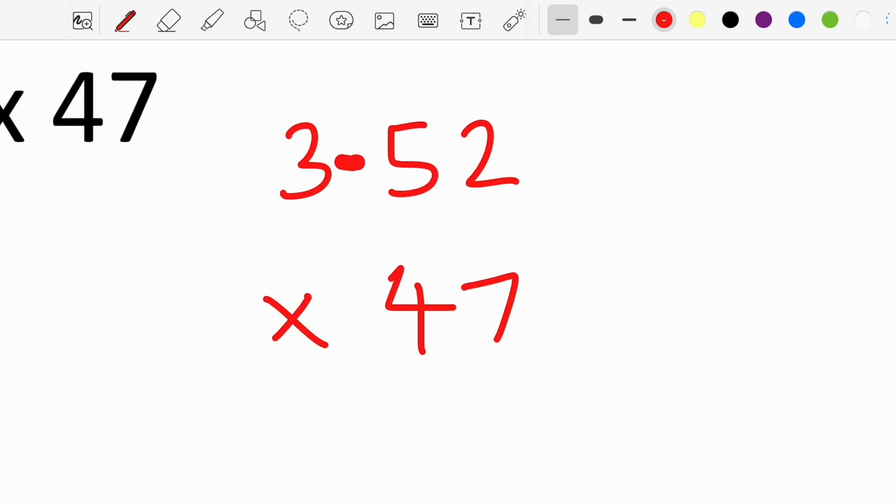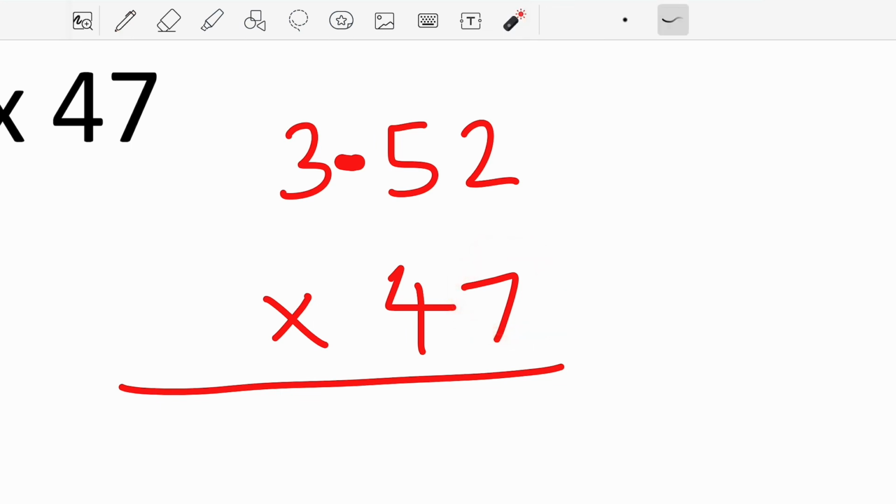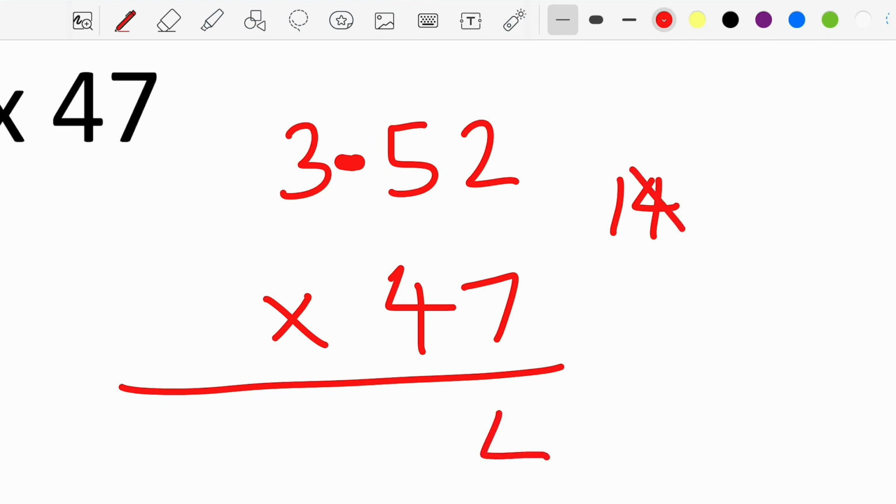Okay, so let's begin by multiplying by the ones digit. We don't have to, but I will do that for this example. So 7 times 2 is 14. 7 times 5 is 35 plus 1 is 36. And then 7 times 3 is 21, and 21 plus 3 is 24.